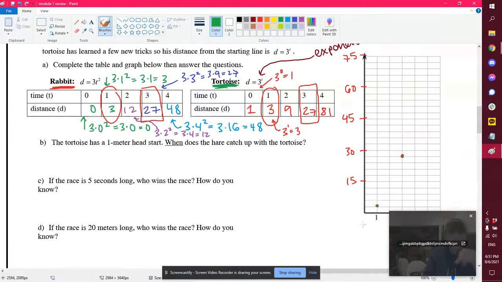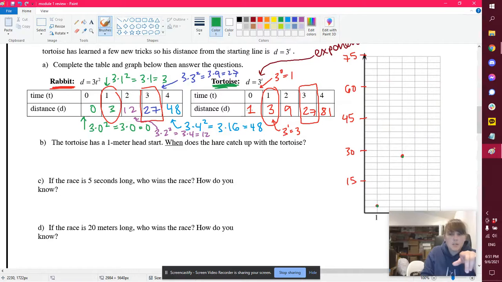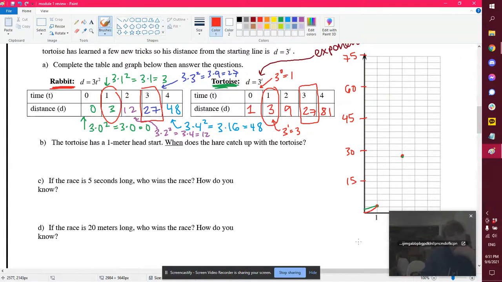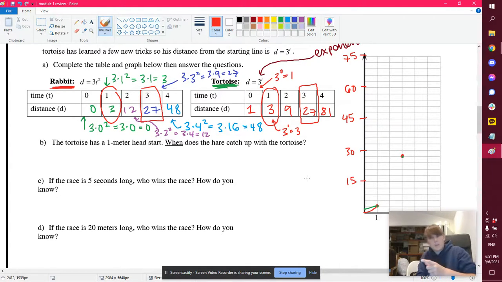Before the first point that they're tied, before this 1 and 3, the tortoise is ahead because 1 is bigger than 0, right? The distance 1 is bigger than the distance 0. So we know that the green line is above the red line. In between 1 and 3, in between the distance 3 and the distance 27, the rabbit's ahead, right? The rabbit's at 12 distance, and the tortoise is only at 9. So here, the red line is going to be ahead of the green line.